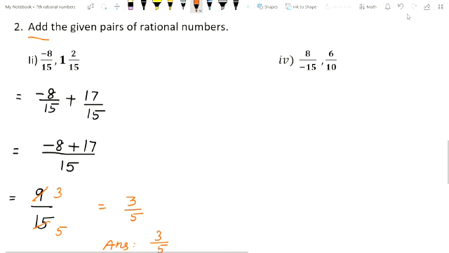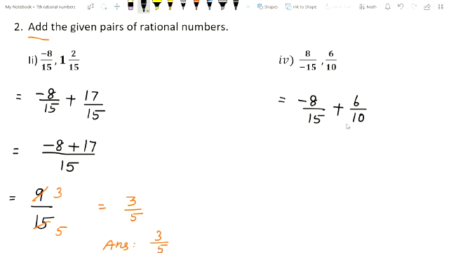Okay, children. See here, 8 by minus 15, comma, 6 by 10. Okay. Now see the denominators here. The negative sign is there. First you should write it in the numerator place. Okay. So minus 8 by 15. What are we going to do? We are going to add. So put the plus sign, 6 by 10.